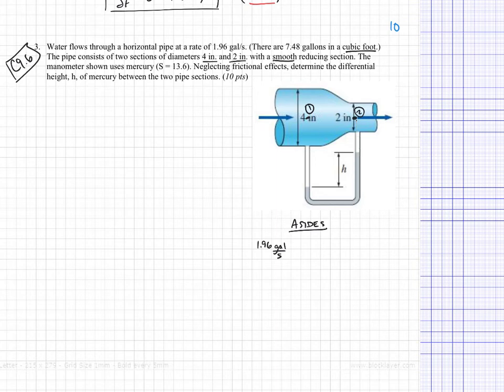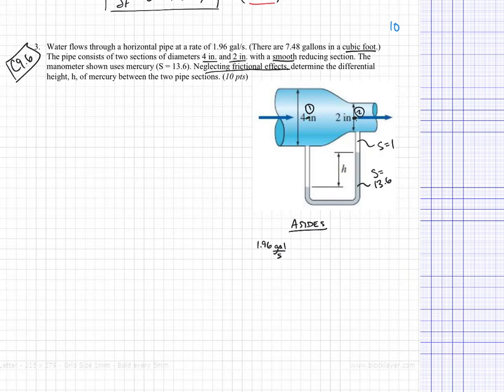The manometer shown uses mercury, S equals 13.6, which means, of course, this is water, so S equals 1. Neglecting frictional effects, now they just straight up tell you to do it. Determine the differential height H of the mercury between the 2 pipe sections.